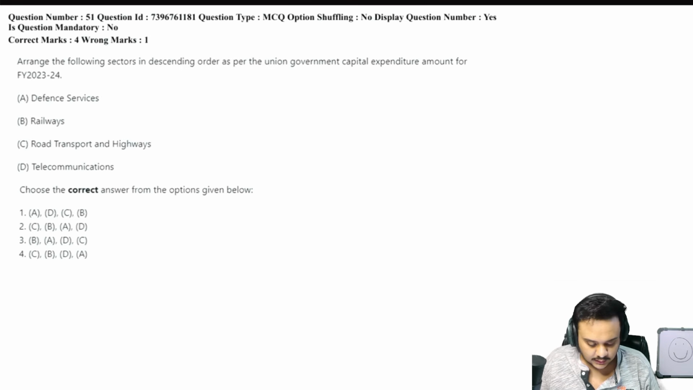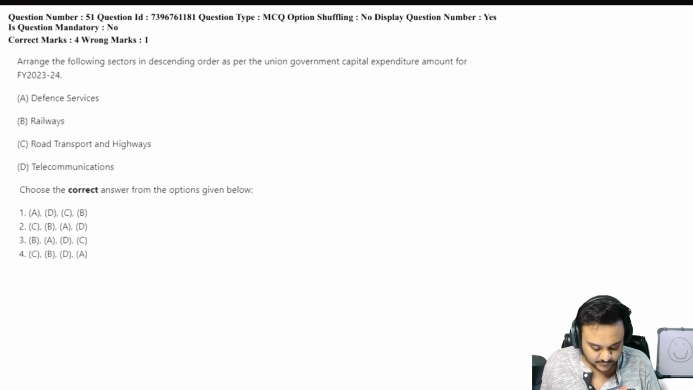Moving on. Then arrange the following sectors in descending order as per union government capital expenditure. Okay, so this has been asked before. I forgot about that. So this can be important again as well. This year the capex was asked. The revenue expenditure can also be important, the components and so on and so forth. So budget is definitely important.